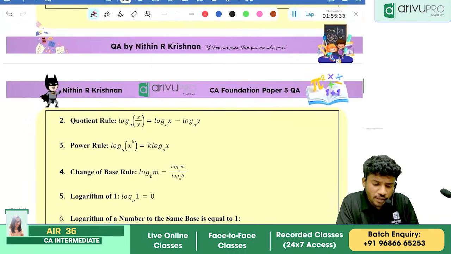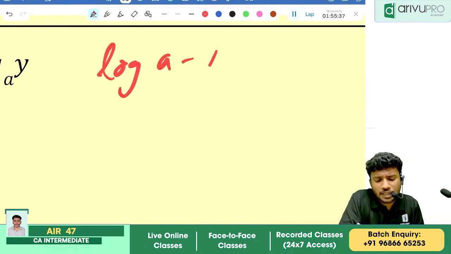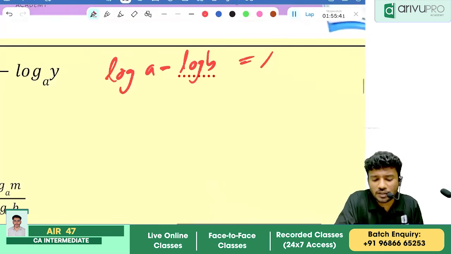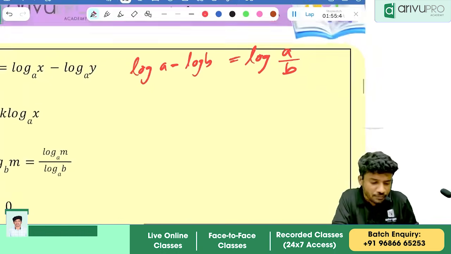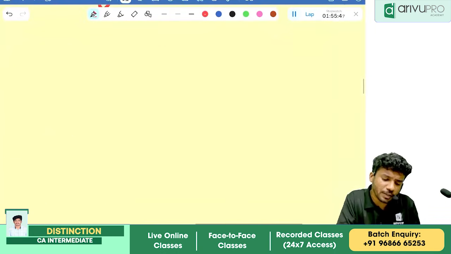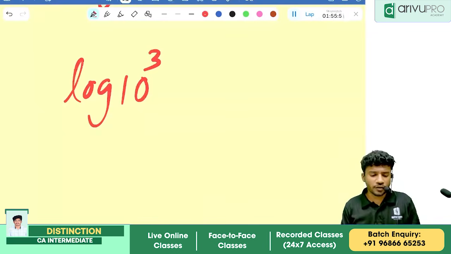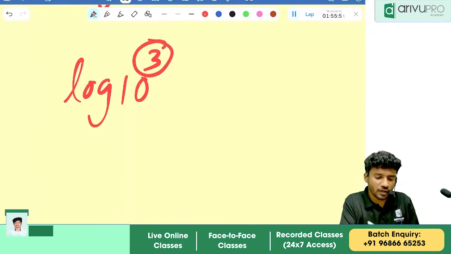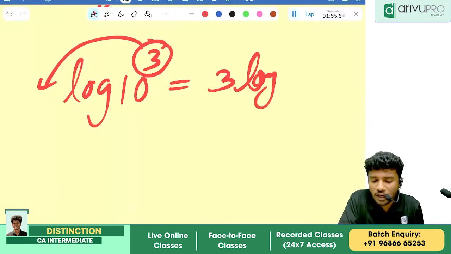Now, one more question I want to ask you. What is log of a minus log of b? Since it is minus, we will write it as log of a divided by b. Then what if it is log of 10 raised to 3? How will you write it? Whenever there is a power, you will write it in the front. That is 3 log 10.